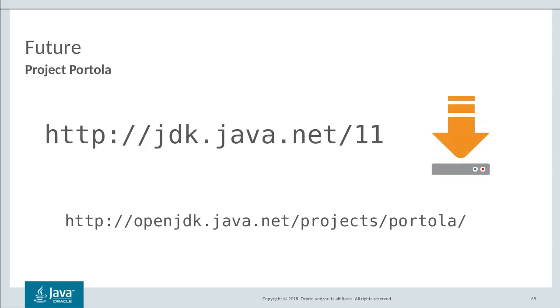If you want to try out Project Portola, there are early access builds available at jdk.java.net/11. So this would be JDK 11 builds ported to Alpine Linux. If you go to the download page, look for the Alpine Linux download option. And if you want to know more about Portola, head to openjdk.java.net/project/Portola.